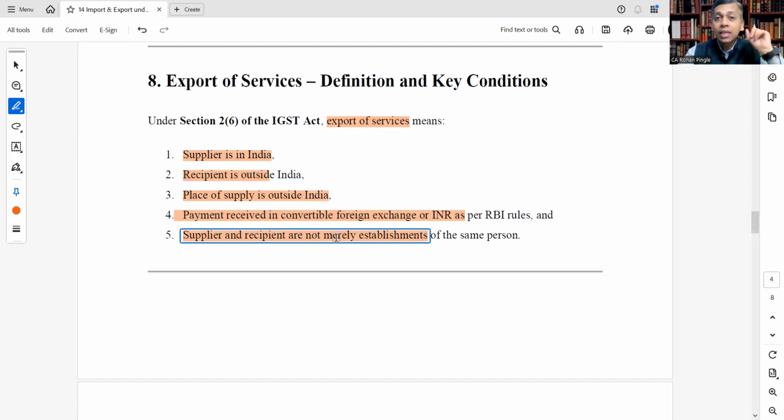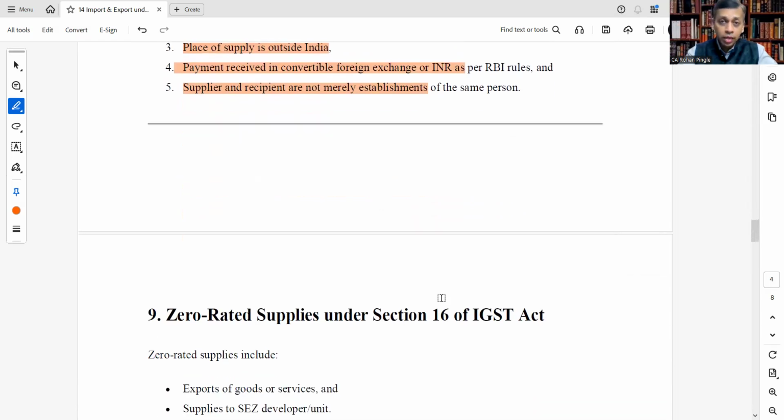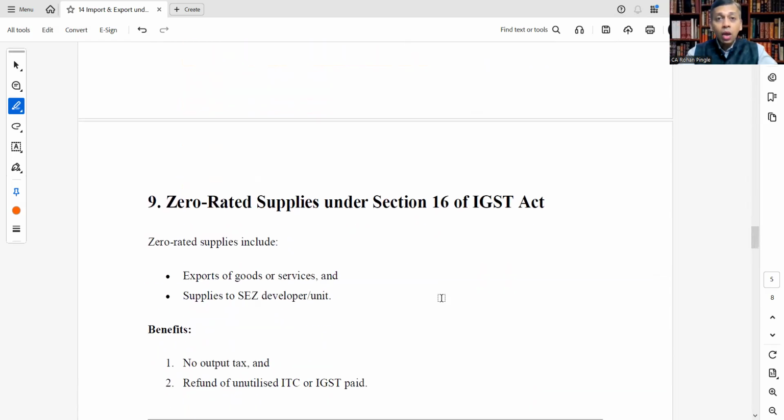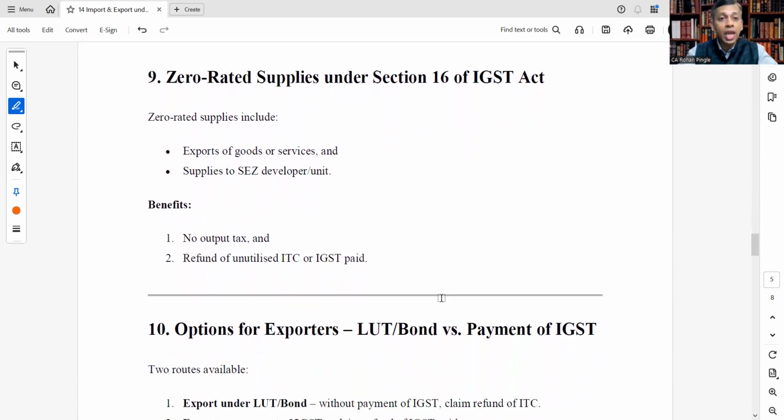What are they? Supplier is in India, recipient is outside India, place of supply is also outside India, payment received in convertible foreign exchange or INR as per RBI rules, and supplier and recipient are not merely establishments of the same person. Okay. Now let's understand zero rated supplies under section 16 of the IGST Act.